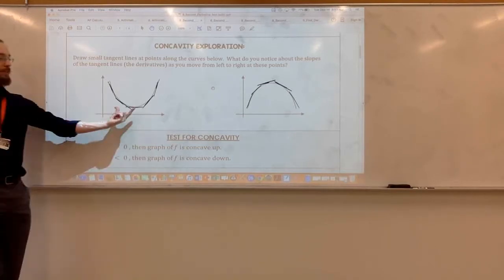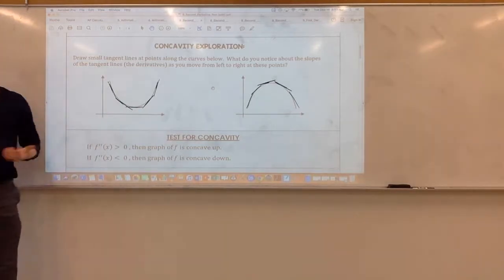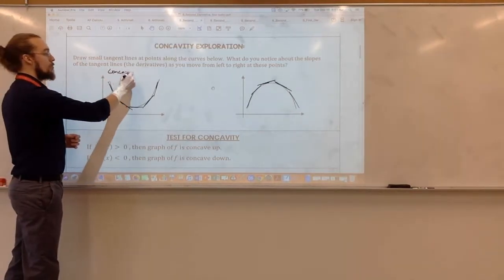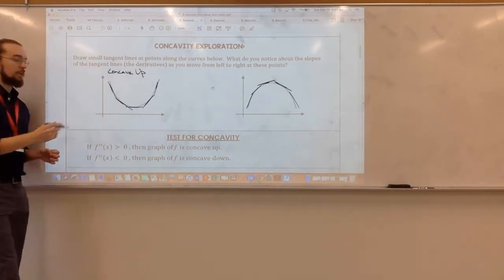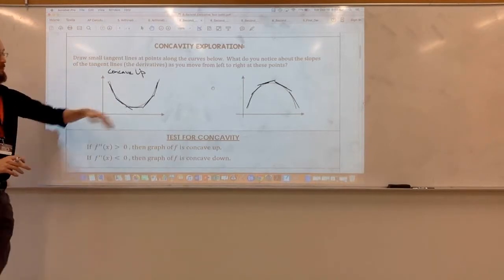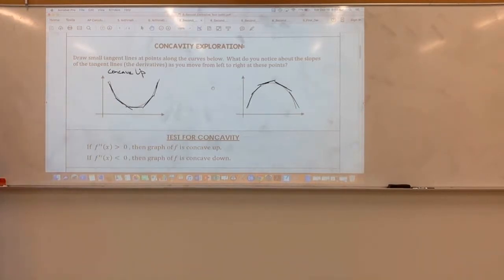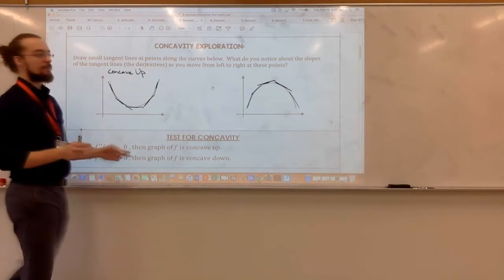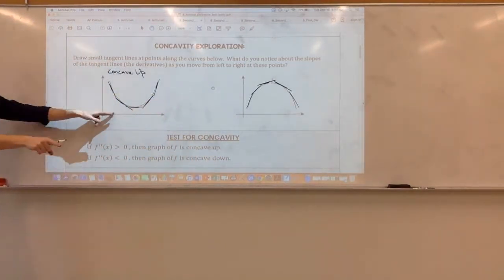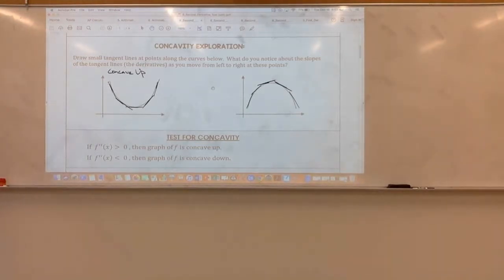All right, so obviously in this first graph, my function is concave up. What do we notice about all of our tangent lines whenever the graph is concave up? Outside. Well, these ones are negative. Yeah, they're all on the outside. We could say that about this as well. They're all on the outside. So how could we be more specific with that?